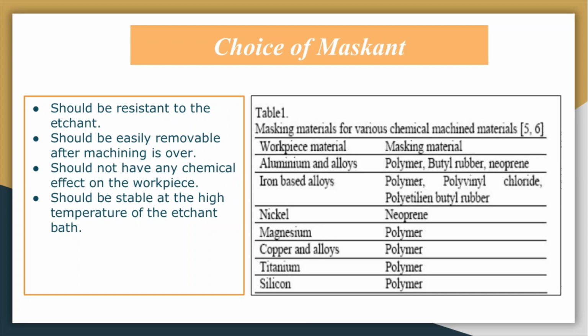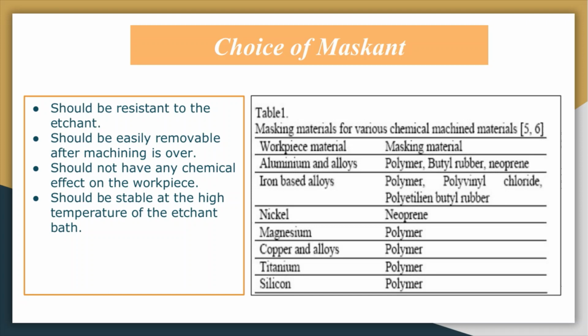As we have seen the different techniques of applying the maskant, now we'll discuss the choice of maskant. It depends upon different factors. The maskant should be resistant to the etchant. It should be easily removable after machining is over. It should not have any chemical effect on the workpiece, which is important, and it should be stable at the high temperature of the etchant bath. So this is about the choice of the maskant.